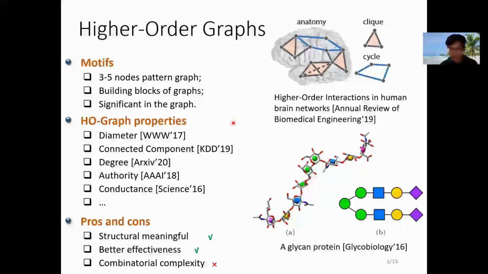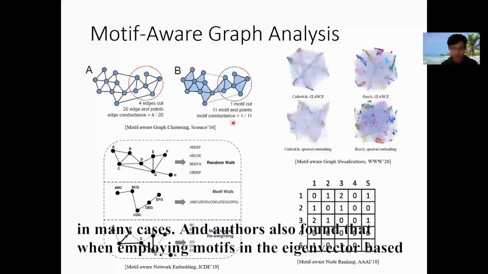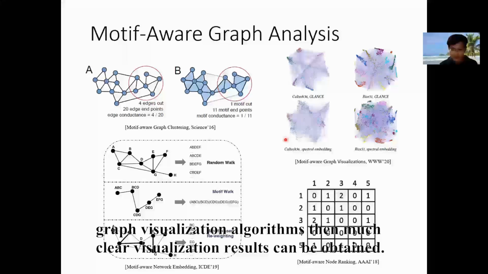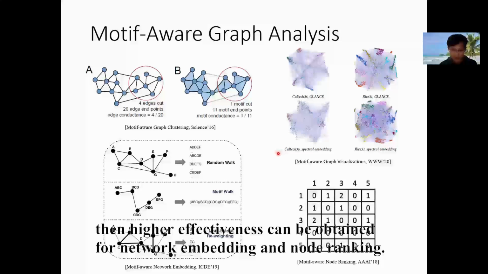To name a few, the authors study the motif conductance and use it for graph clustering, and they have better results in many datasets. Authors also find that when they employ the motif in the eigenvector-based graph visualization algorithms, much clearer visualization results can be obtained. Similarly, when motifs are employed in the random walk and PageRank process, higher effectiveness can be obtained for network embedding and node ranking.